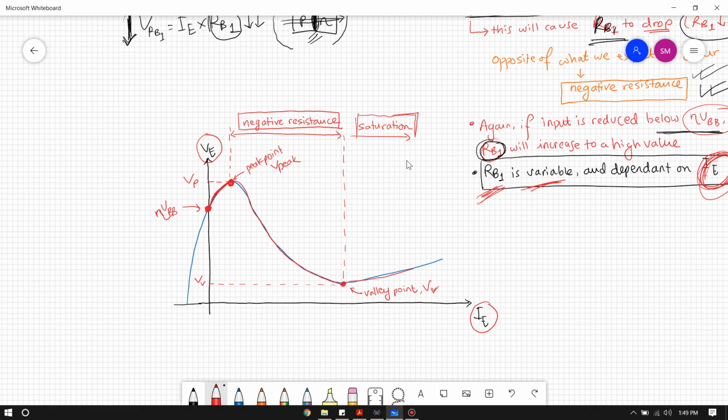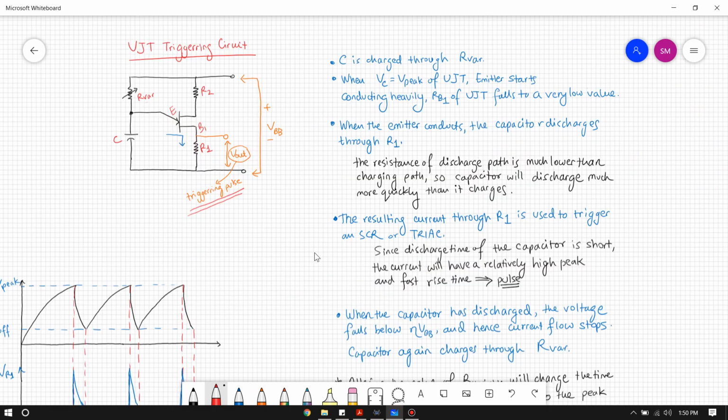Okay, so the voltage will increase with increasing current. But this portion of negative resistance from the peak point to the valley point is what we're interested in, and that's what we're going to use to create our firing circuit or our triggering circuit. Okay, so now let's have a look at our UJT triggering circuit.